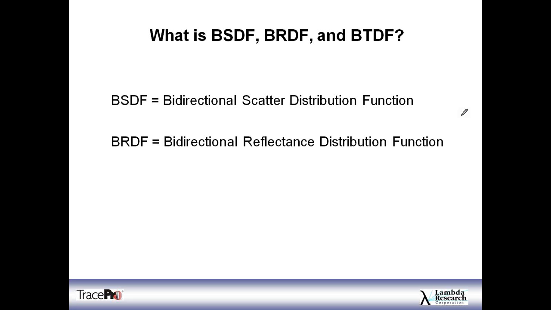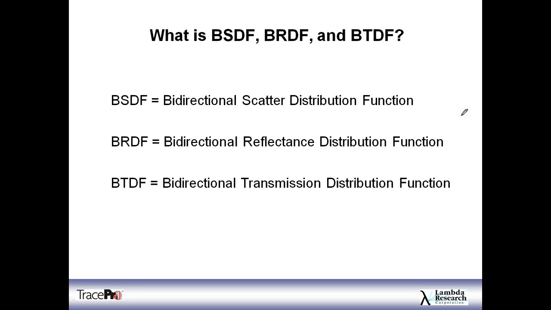BRDF is the bidirectional reflectance distribution function, and BTDF is the bidirectional transmission distribution function. So these are the two that we work with in TracePro when we're actually defining our surface properties, BRDF and BTDF. So we're defining reflected and transmitted scatter. And there's no reason a surface or an object couldn't have both reflected and transmitted scatter.